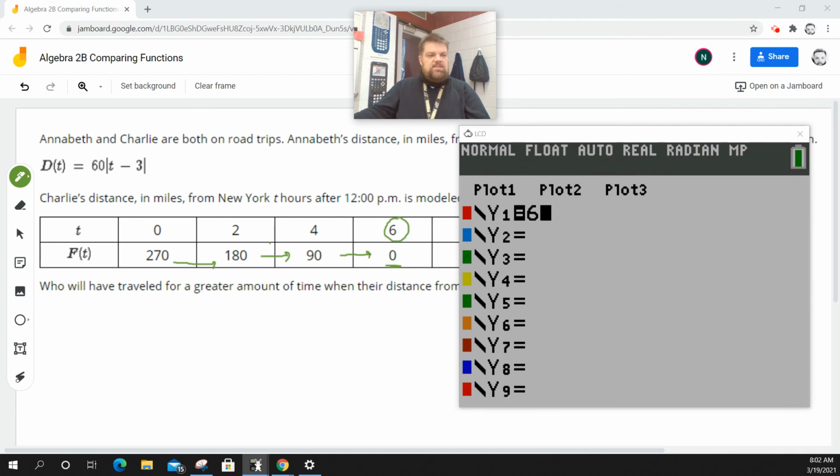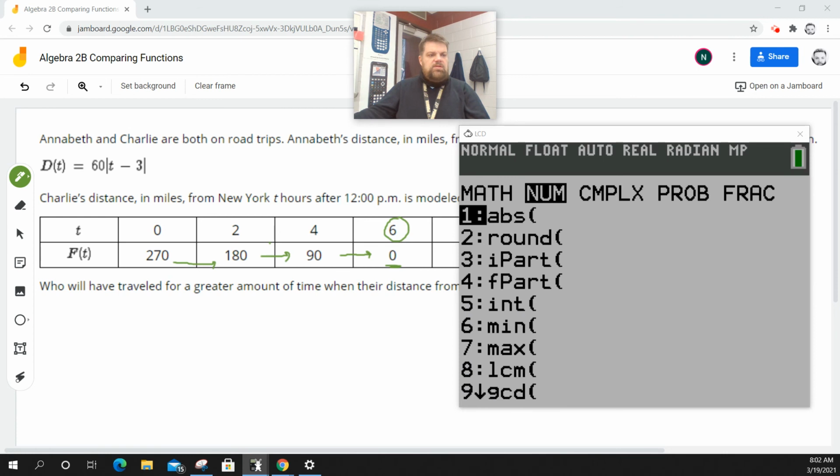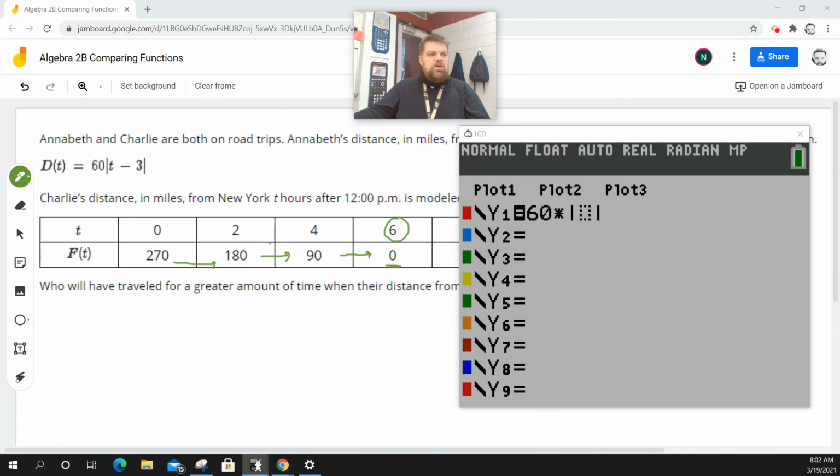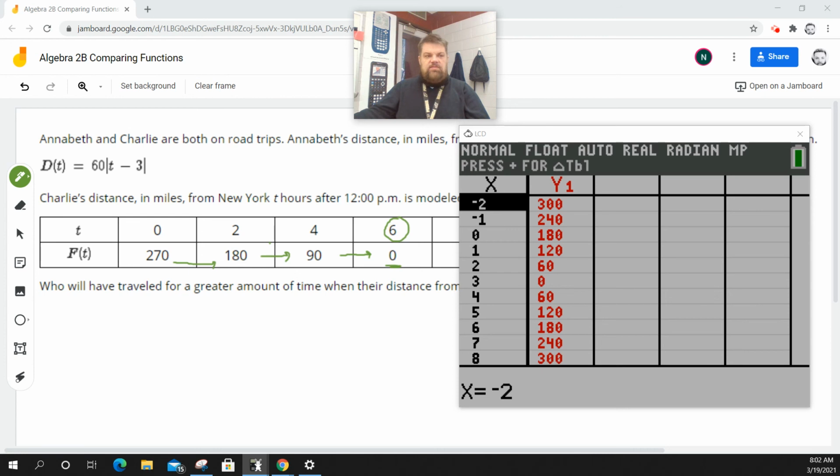I'm going to say 60 times the absolute value of t, but I'm just going to put x because that's what the calculator knows, minus 3. And then if I go to table of values, I've got my stuff right here. I'm just going to scroll down. It looks like Annabeth is going to reach 0 at 3 hours.